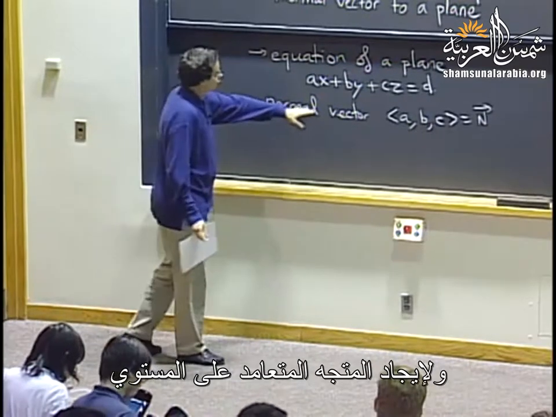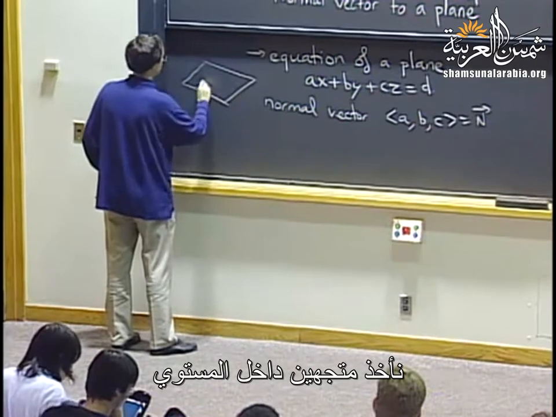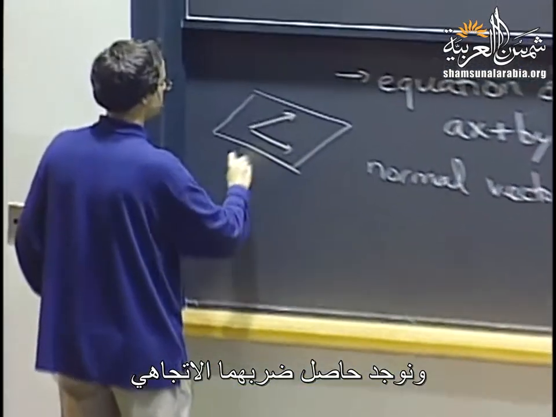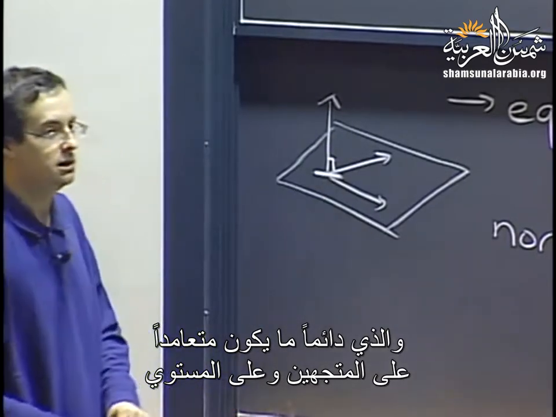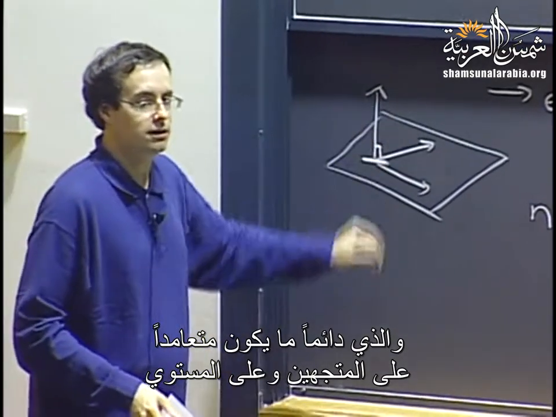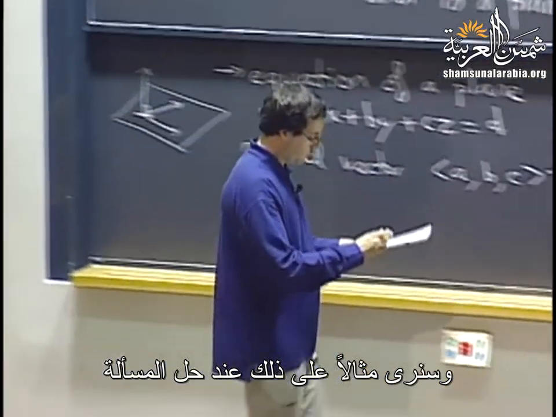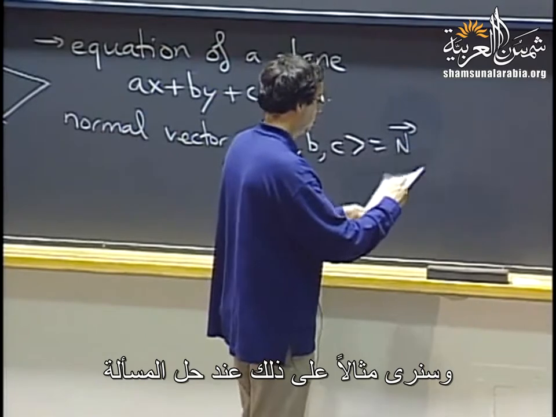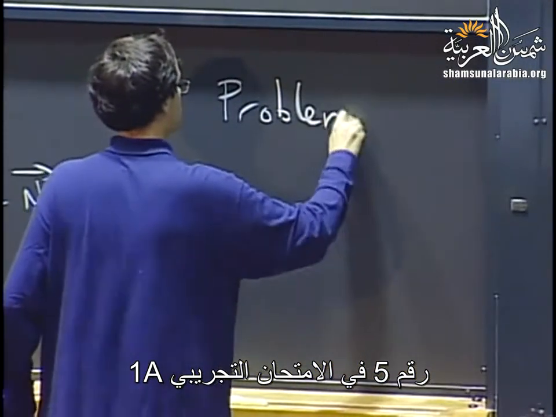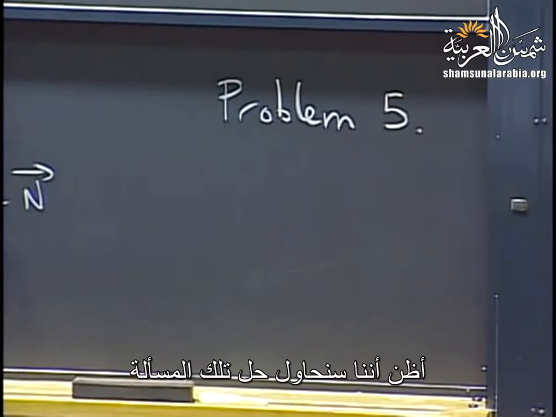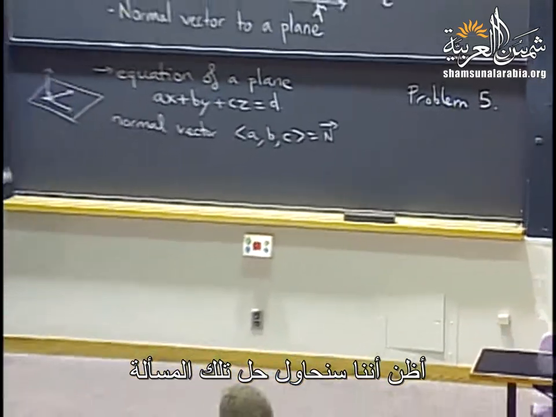To find a normal vector to a plane, typically we'll take two vectors that lie in the plane, and we'll take their cross product. Their cross product will automatically be perpendicular to both of them. We are going to see an example of that when we look at problem 5 on practice 1A. I think we'll try to do that one.